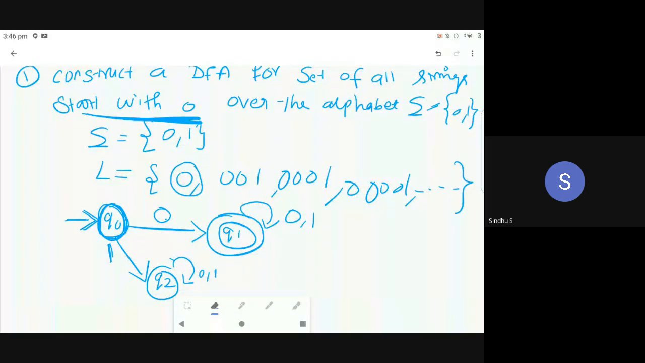Is there any doubt in constructing this DFA? This is a very simple deterministic finite automata diagram. We are going to see more examples, but if you understand this simple diagram, then it is very easy for you to construct any kind of complex machine. Any doubts? No, ma'am. Yes, ma'am, understood.